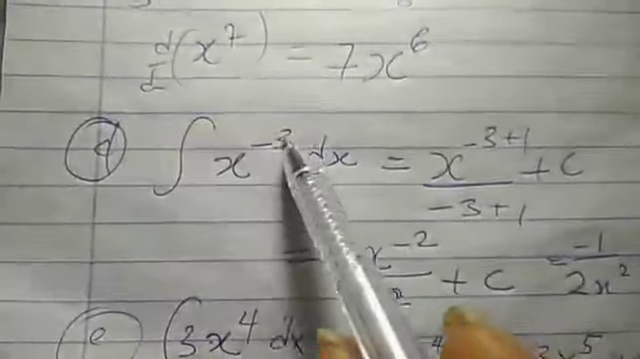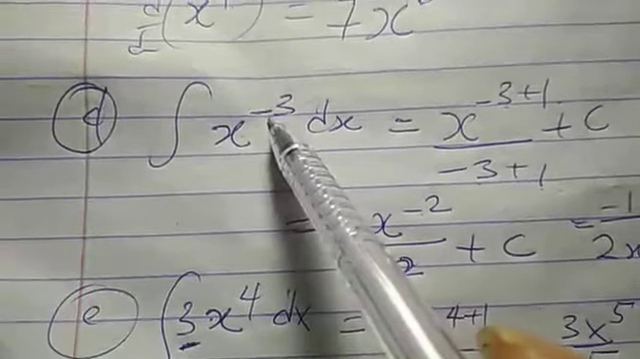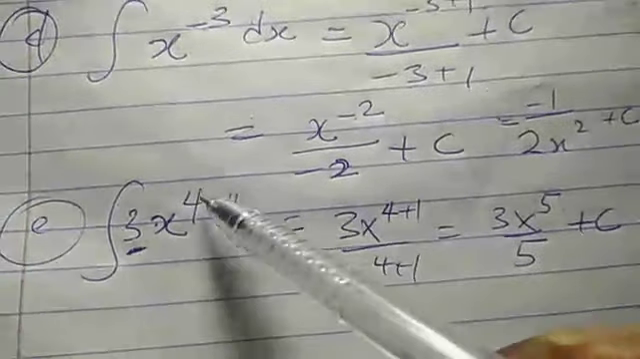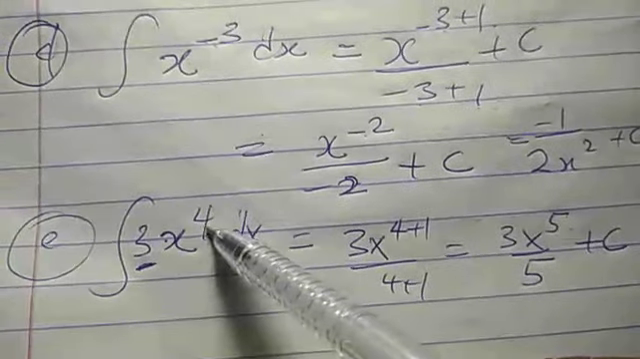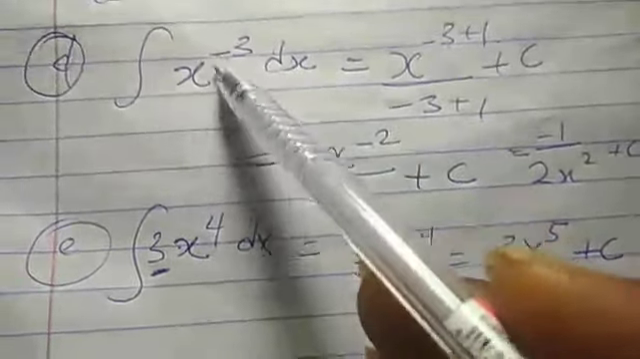So what we are saying is that the power will just increase by 1. If minus 3 increases by 1, it will become minus 2. Because you can see here that 4 increased by 1, we got 5. That means that 5 is more than 4 by 1. So if minus 3 increases by 1, it will give me minus 2, because minus 2 is more than minus 3 by 1.